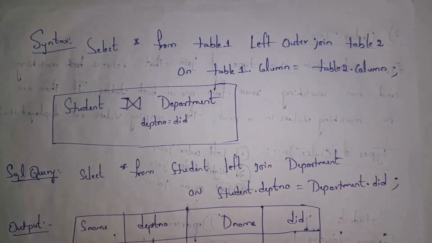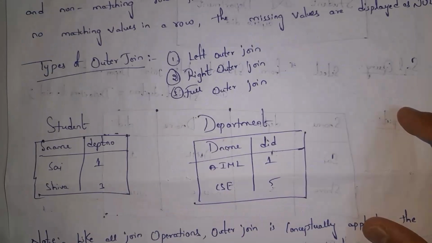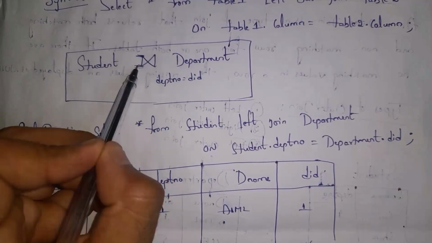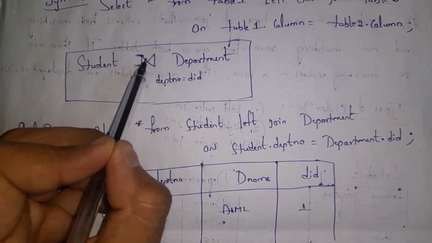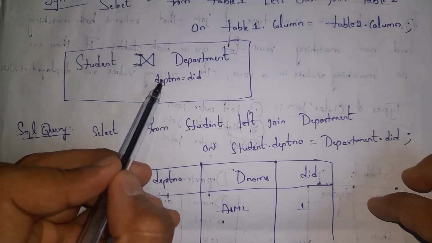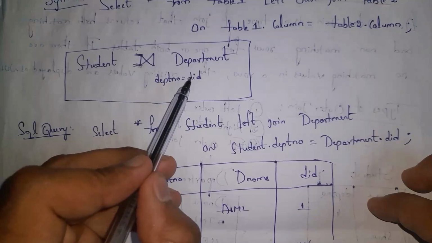At last use semicolon. Now we will perform left outer join operation on these two tables, that is student table and department table. This symbol is for left outer join: student table, left outer join, department. Here I am drawing two lines pointing left side, which will represent left outer join. And I want to give condition like in student table, department number column is equal to in department table DID column. I want to generate output.